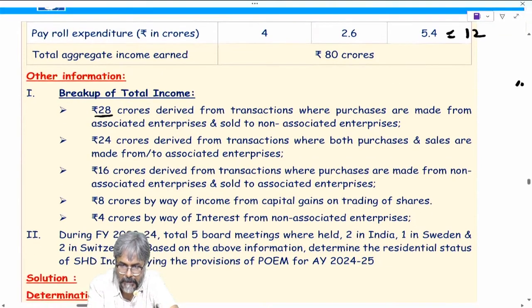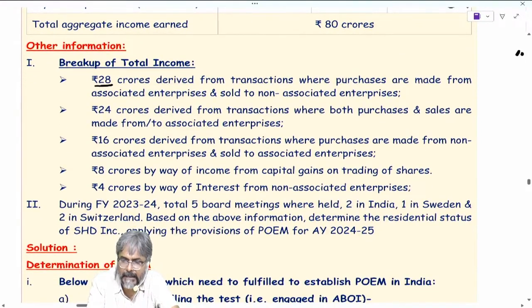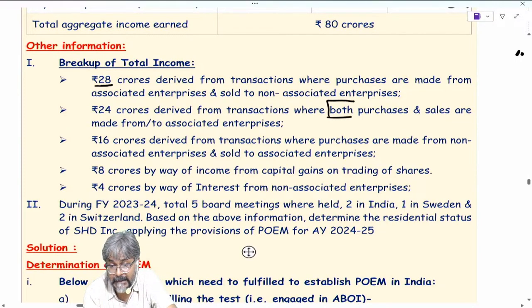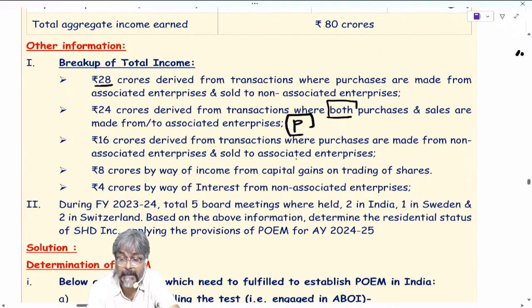Coming to the next one, 24 crores derived from transactions where both the purchase and sale were made with associated enterprise. Is this a passive income? Yes. So this is passive. 16 crores derived from transactions where purchases are made from non-associated enterprise and sold to associated enterprise. This is not a passive income. 8 crores by way of income from capital gains on trading of shares. Will this be a case of a passive income, students? And the answer is yes. This also will be a case of a passive income.